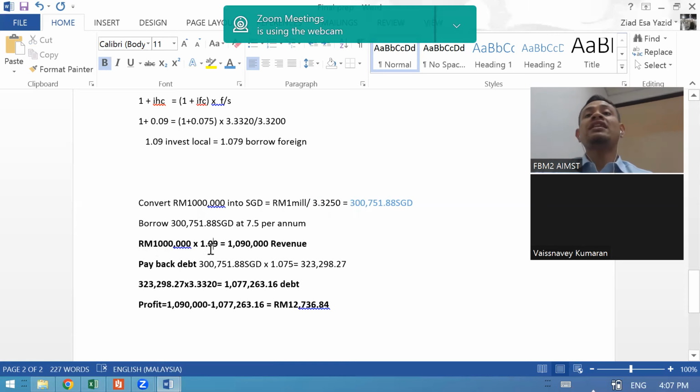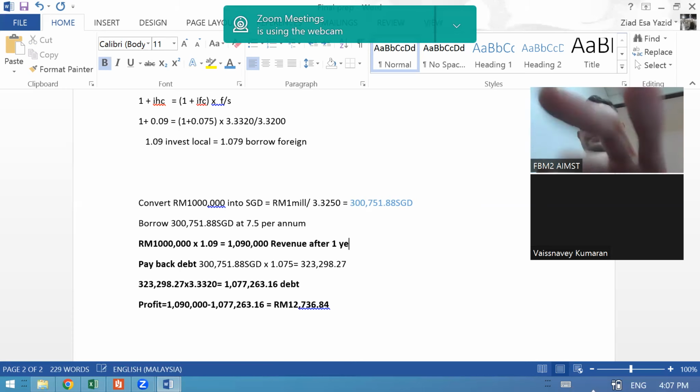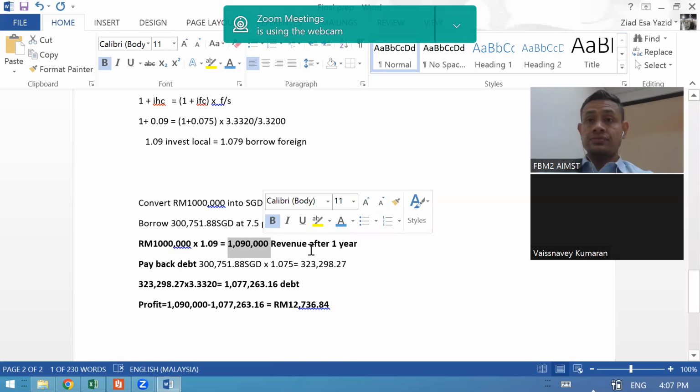Okay, when we invest, we get 1,090,000 ringgit of revenue after 1 year. So this is the revenue. Why do I say revenue? Because we have not deducted the debt yet.